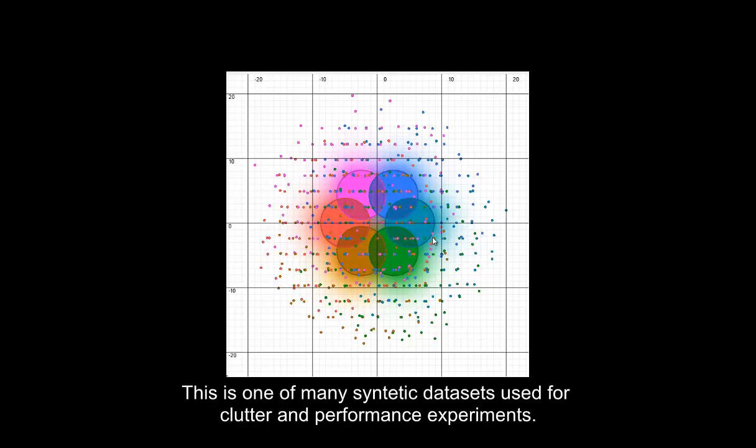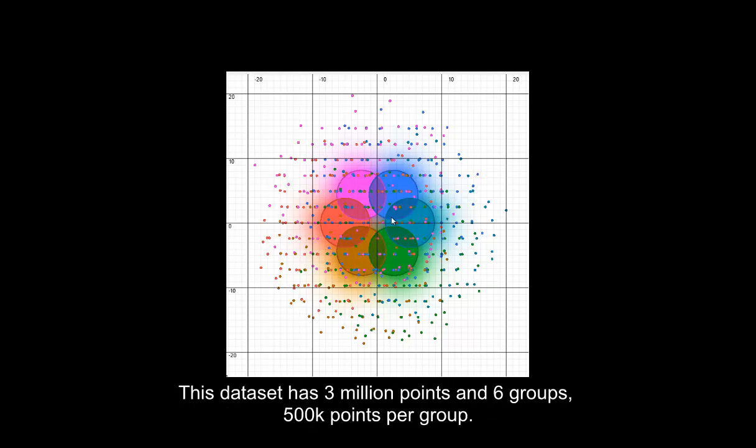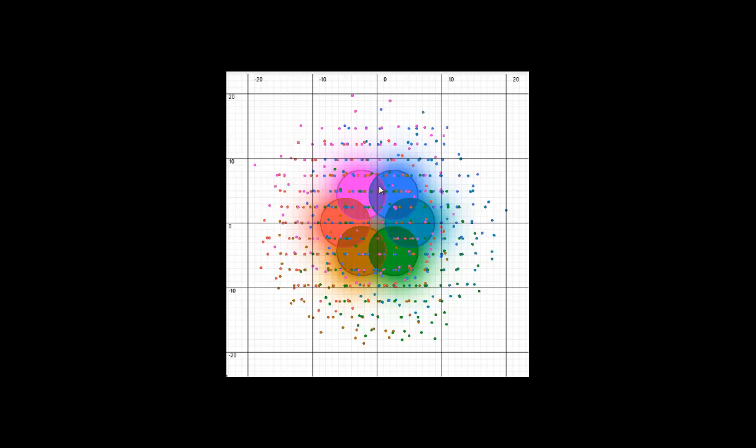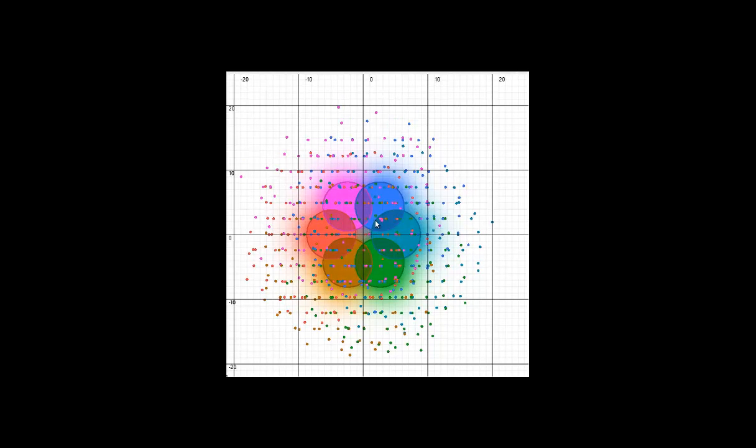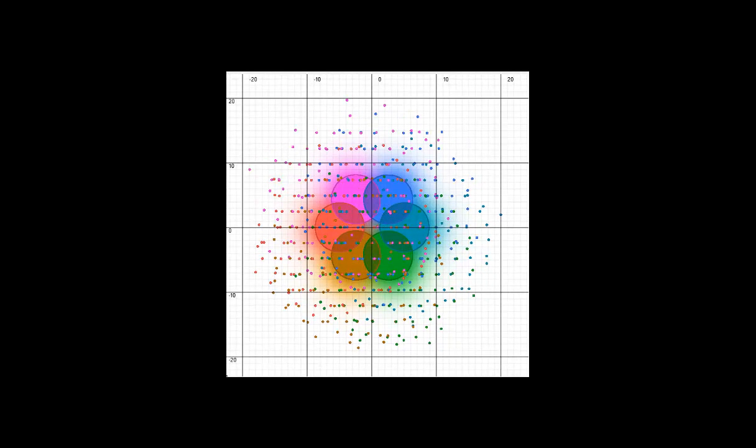Here we have one of the synthetic datasets that we use for our performance and clutter experiments. This is a dataset of 3 million points separated into 6 different groups. In the Splatterplot, we can clearly see how the groups relate to each other, clustering in a ring around the 0 point. This is much harder to see in a scatterplot due to extensive overdraw.